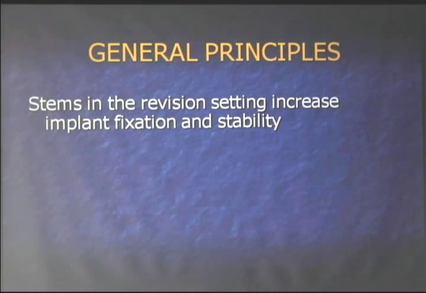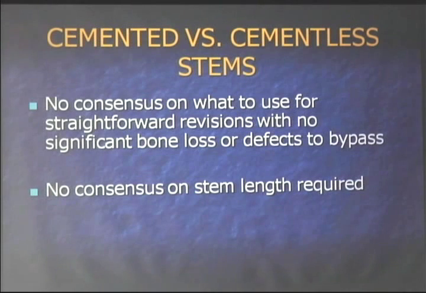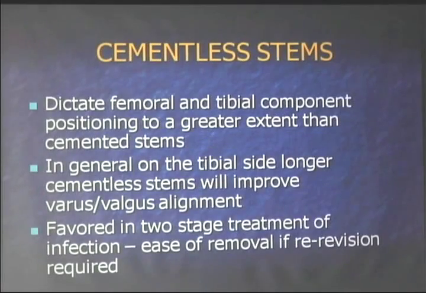In general, we know that stems in revision arthroplasty increase implant fixation and stability, but there's really no consensus on what to use for your straightforward revisions. When you don't have significant bone loss and you don't have significant defects, there's really no guideline on what stem length to use. Do you cement it? Do you not cement it? What diameter do you use? So I'll try and outline some of what we know so far.